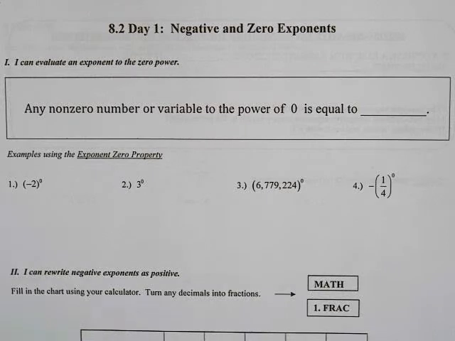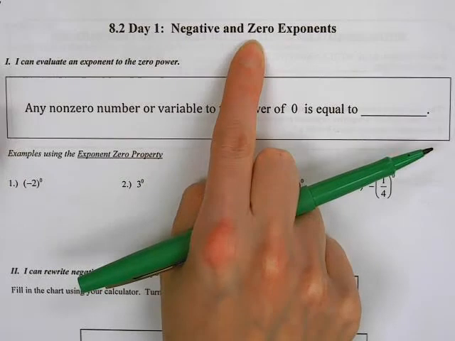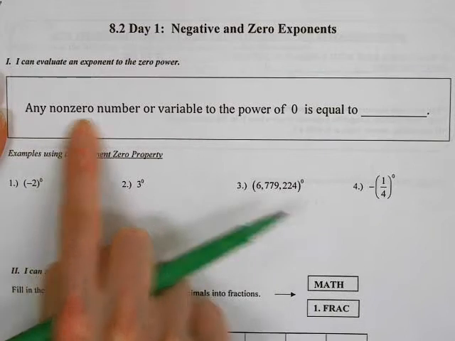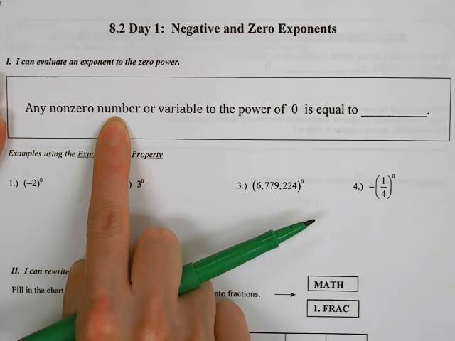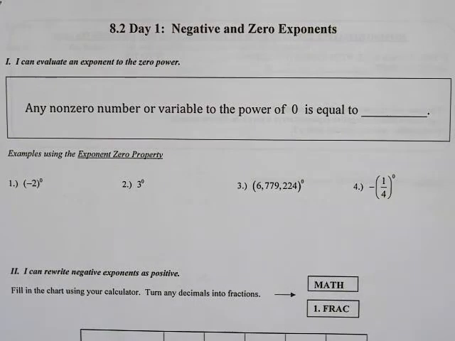All right, guys, welcome to 8.2, day one. Today we're going to introduce two new rules. One of them's about negative exponents, and one of them's when the exponent is zero. So, first rule, any non-zero number or variable to the power of zero is always equal to what?